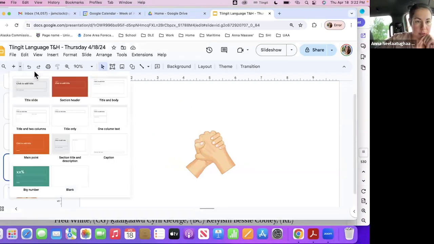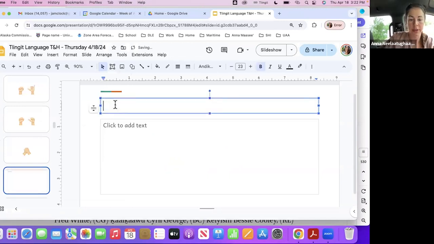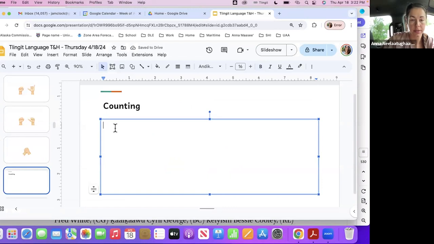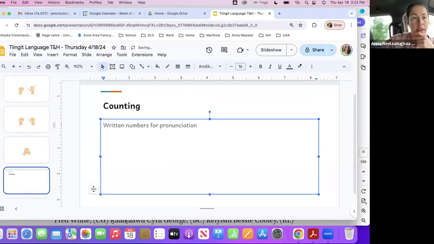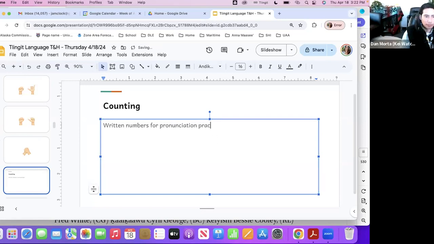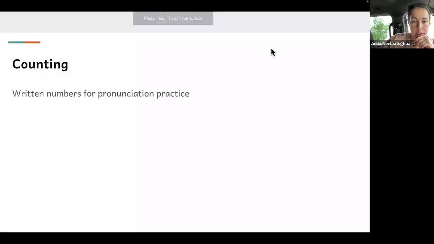So for next time, I'm going to add one that has the counting words. I just feel like it's easy to zoom through the numbers and have kind of sloppy pronunciation, at least for me. Okay, I'll make a slide for next time.